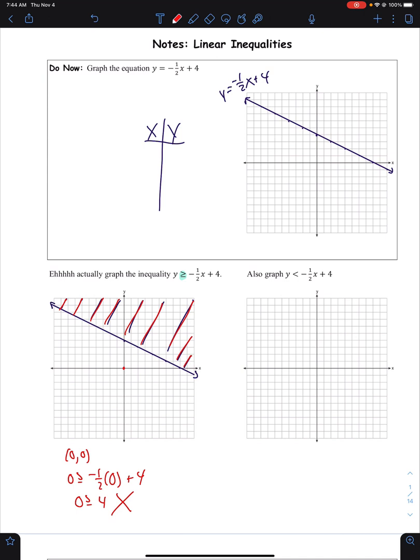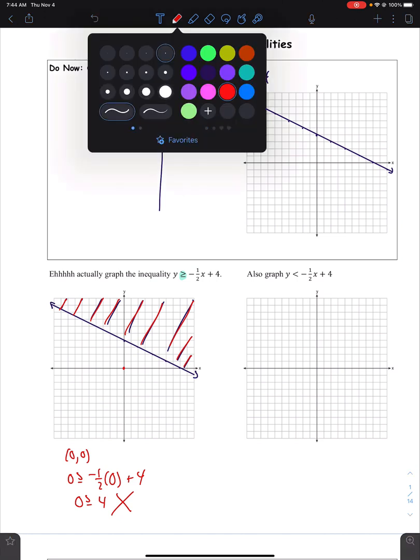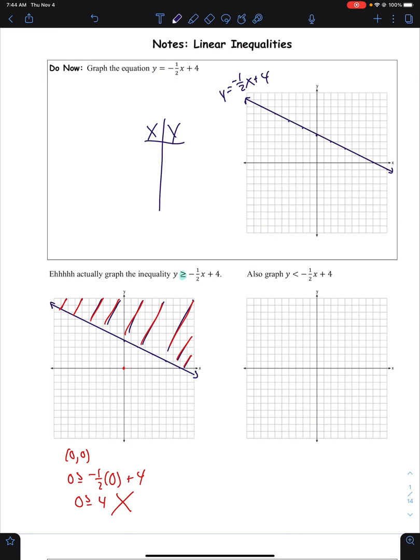Now, how about if it was y is less than -1/2 x plus 4? I want you guys to pause the video, try and graph this by yourself. There's one major mistake I see a lot, so be careful and pause the video and play it once you're done. So for this one, same exact beginning, we still want to just graph the equation. Make sure it goes through every single point. Arrows on the end.